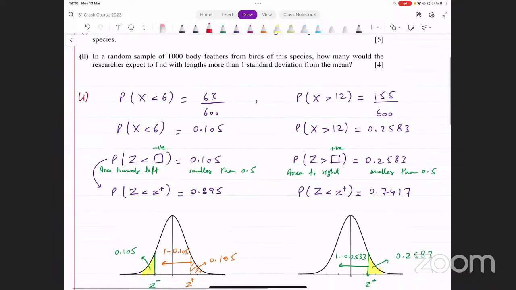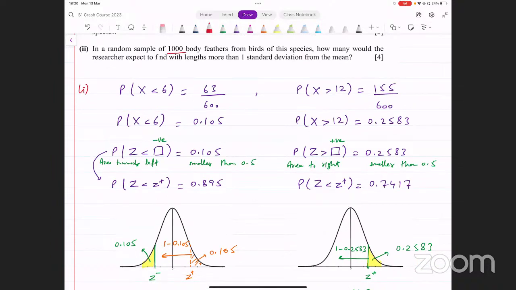In a random sample of 1,000 body feathers, how many would the researcher expect to find with lengths more than one standard deviation from the mean? Let's find this probability first of all. Probability of a body feather having length more than one standard deviation away from the mean.